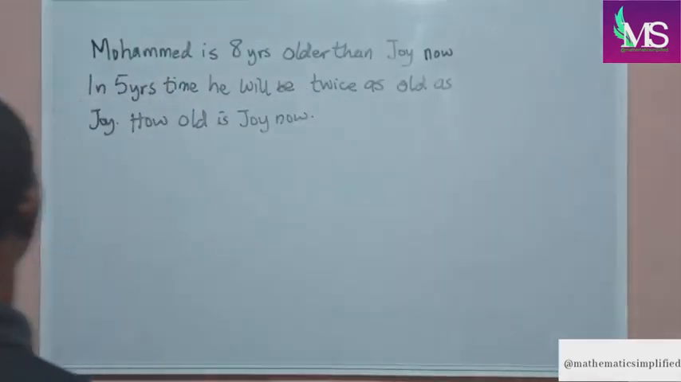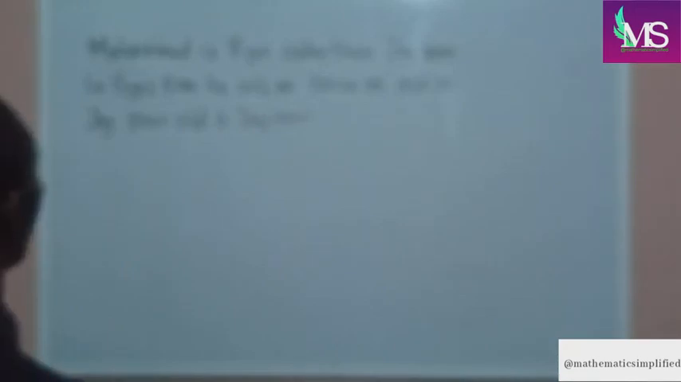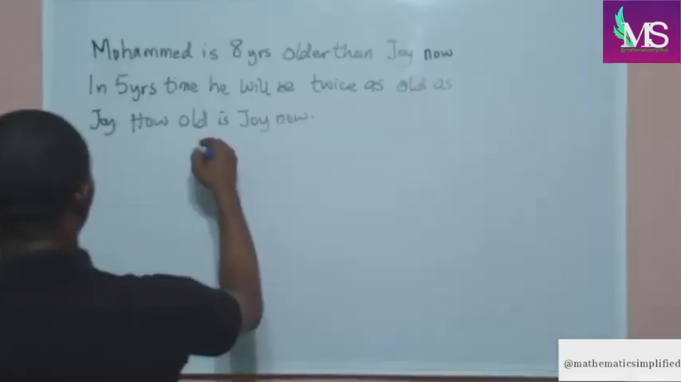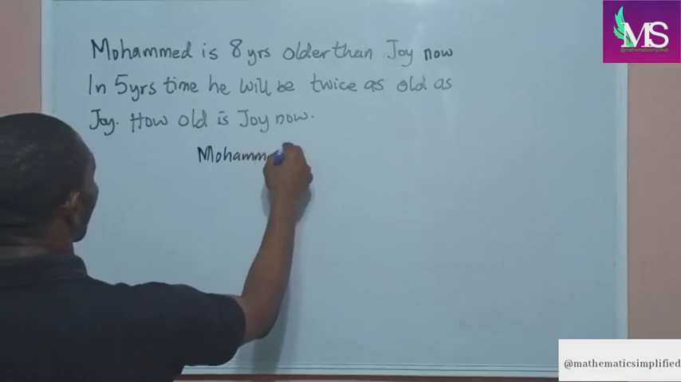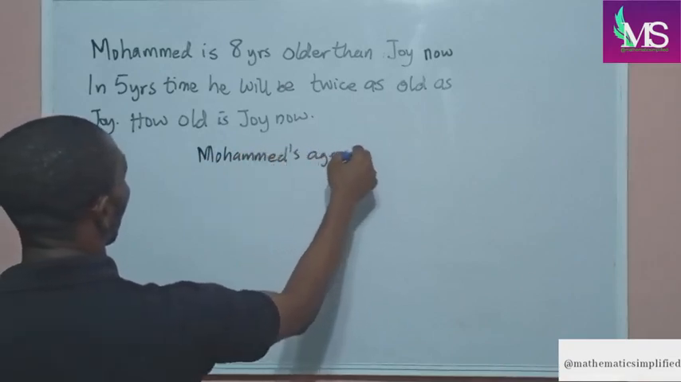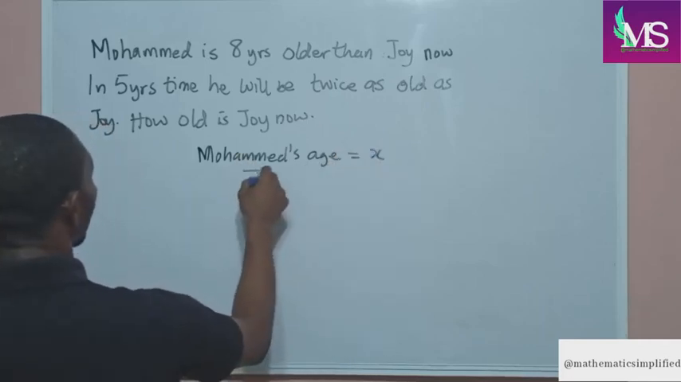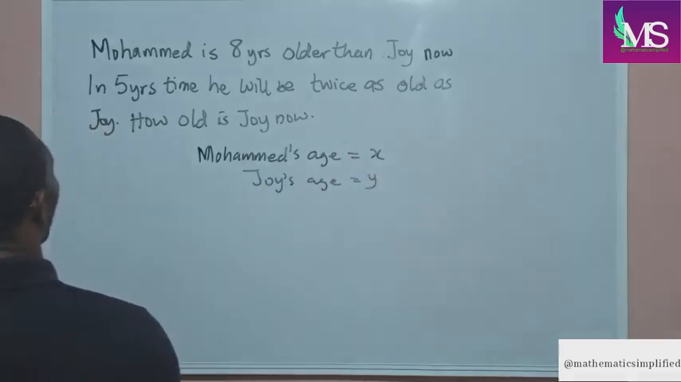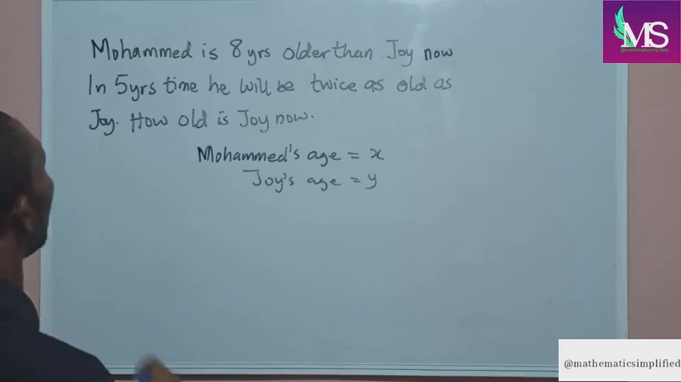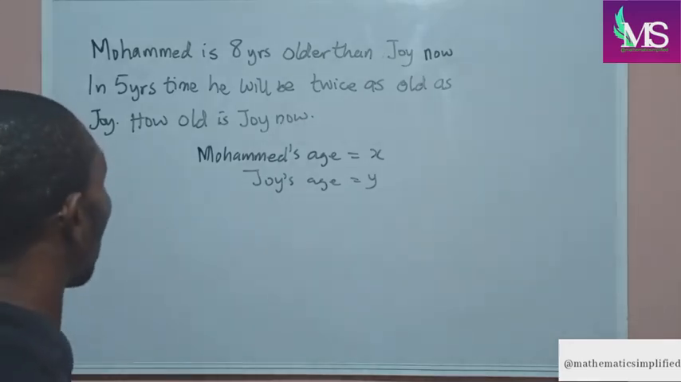Our next question says, Mohammed is 8 years older than Joy now. In 5 years' time, he will be twice as old as Joy. How old is Joy now? Okay, now, if we say Mohammed's age be X, and Joy's age be Y. Now, he is 8 years older than Joy.